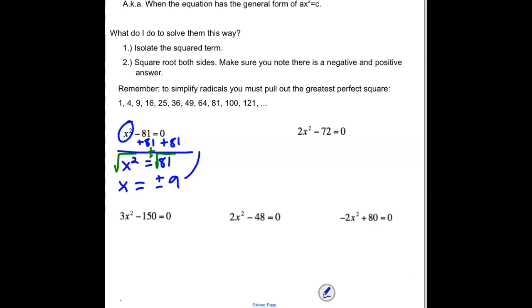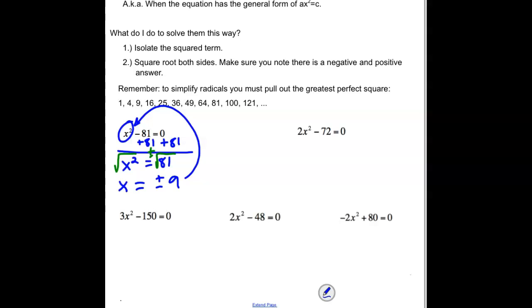And if you check that, plug it back in. When we square a 9, we get 81. Subtract 81, we get 0. If we put a negative 9 in and square it, we also get 81, and subtracting 81 gets us to 0. So two solutions, positive and negative 9.